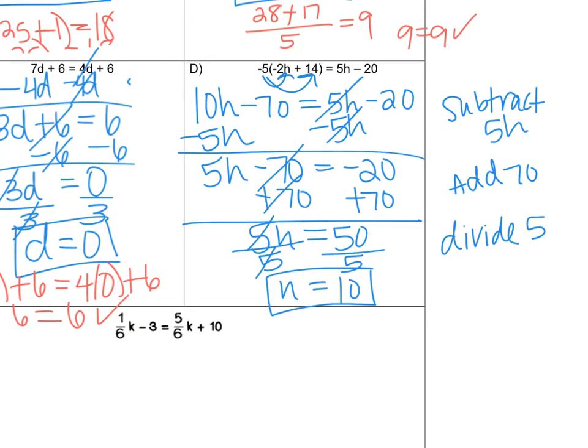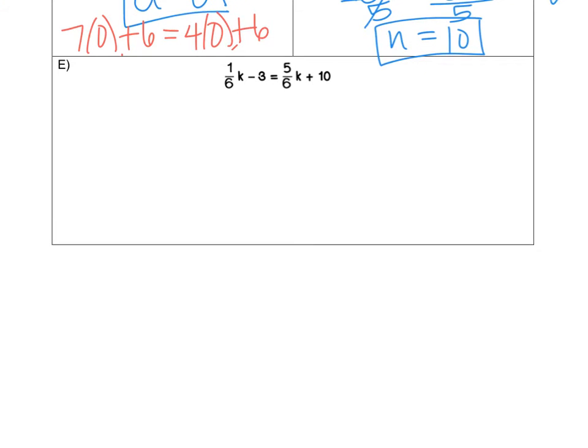Alright, let's go ahead and move on to letter E, and we'll be done. We saved the best for last, these lovely fractions. Don't get scared because there's fractions. It's okay. You can do it. So we want to get all of our k's together on one side of the equation, and then all of the constants, just the numbers, on the other side.